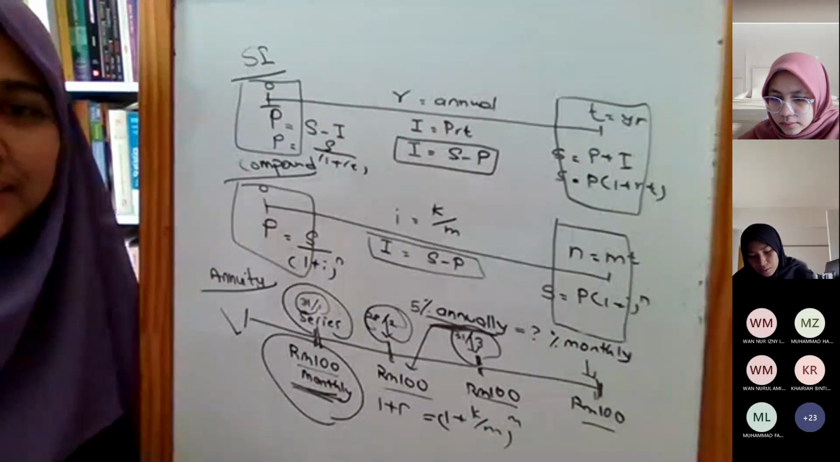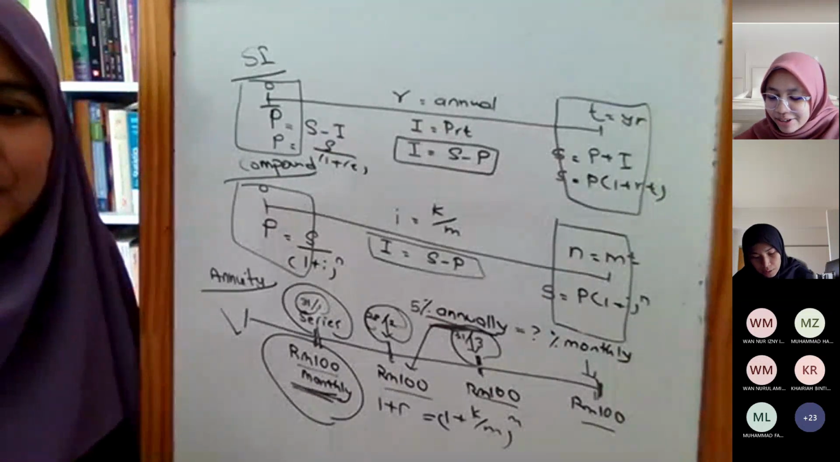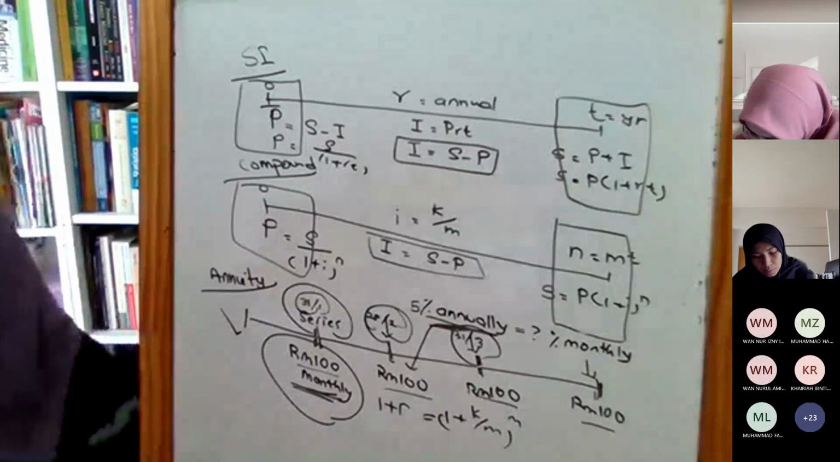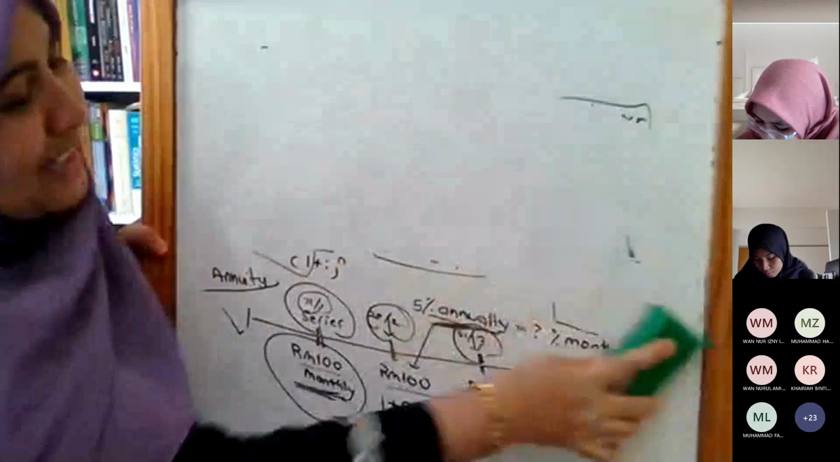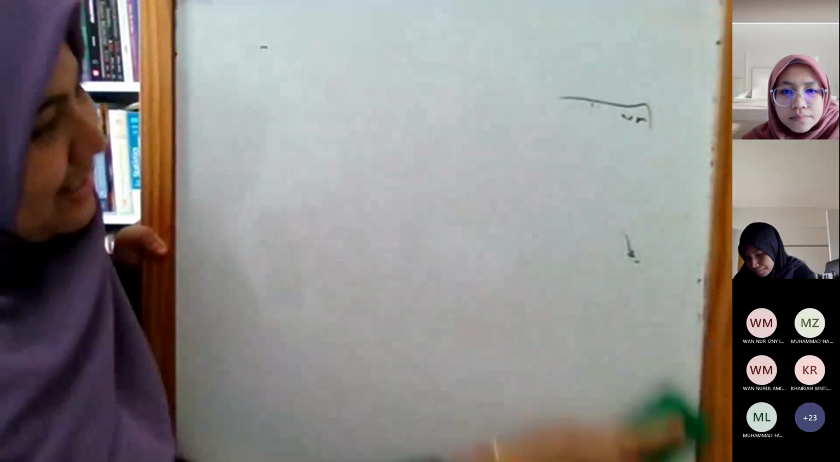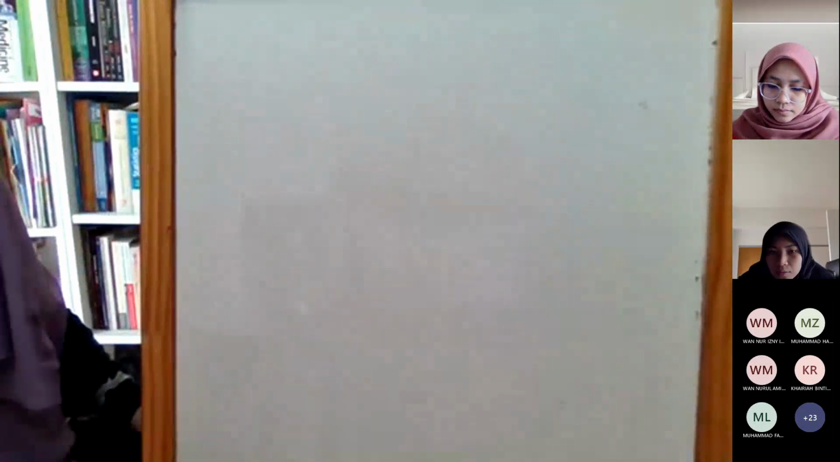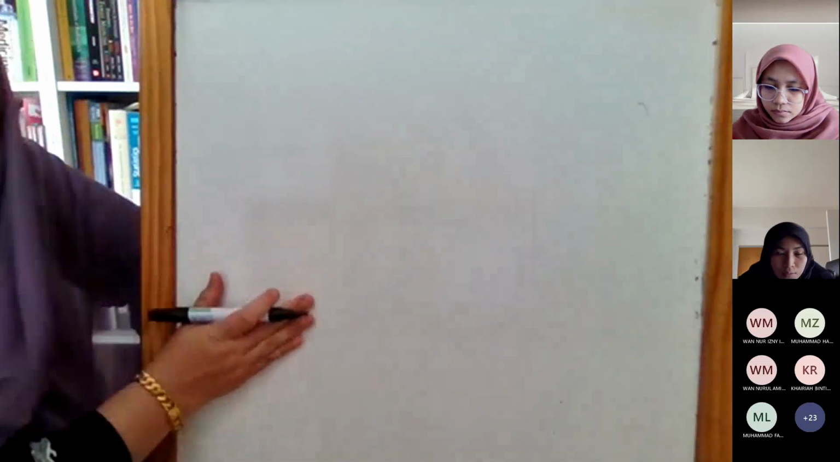Does anyone have questions? I'm only at the definition part. Does anyone have questions? None. Alright. The hardest part is for you to determine whether you want to use the formula for compounding, simple, or annuity. The question won't tell you, this is a question for annuity.